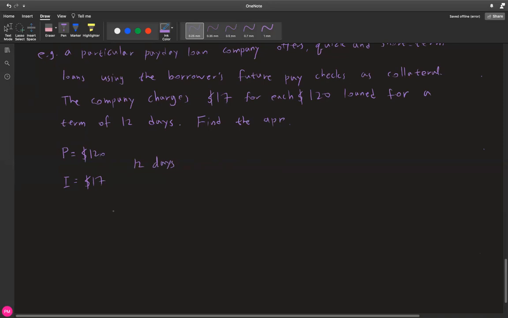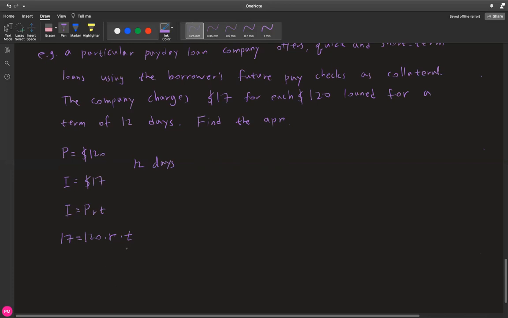What's the formula that we know involving simply the principal and the interest? It's a simple interest formula. So let's say I equals PRT. So here we already know the principal, the money that you borrow, is $120. And we also know that the interest is $17. So let's plug that in first. $17 equals $120, and you multiply by the APR that we're trying to find, and you also have to put the T down.